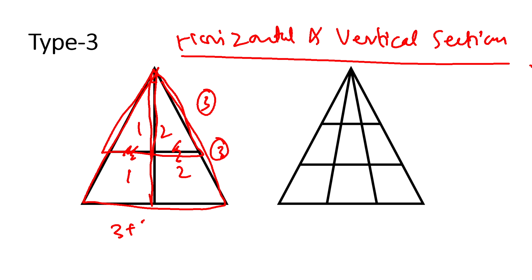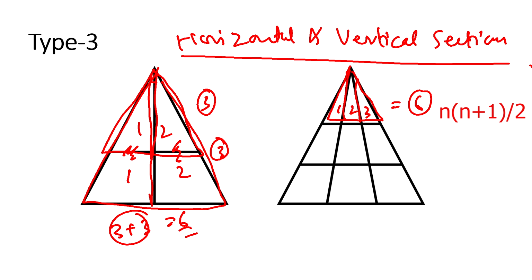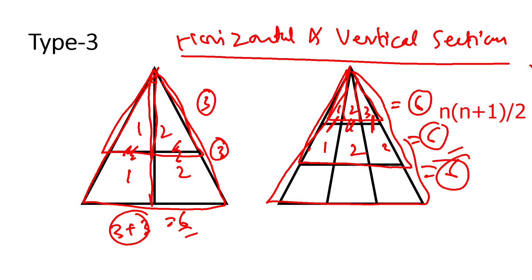So 3 plus 3, we got 6. Here also 1, 2 and 3. So there are 6 triangles in this one. Similarly for this portion, there will be 6 triangles, like if you forget this one. So 1, 2, 3, 6 triangles. Similarly for this portion also, whole portion, 6 triangles. So there will be 6 into 3, 18.